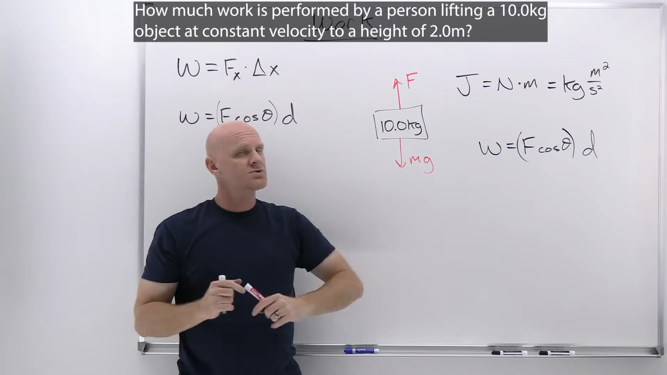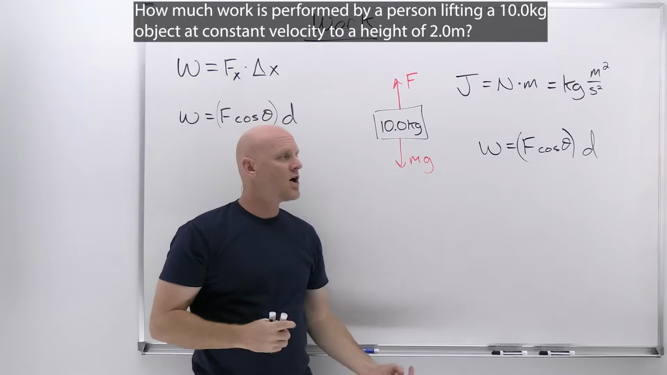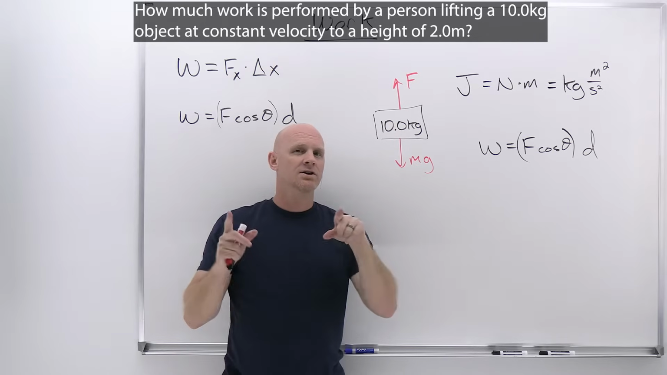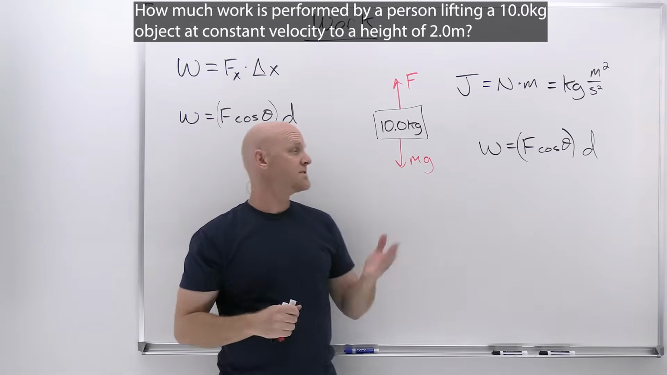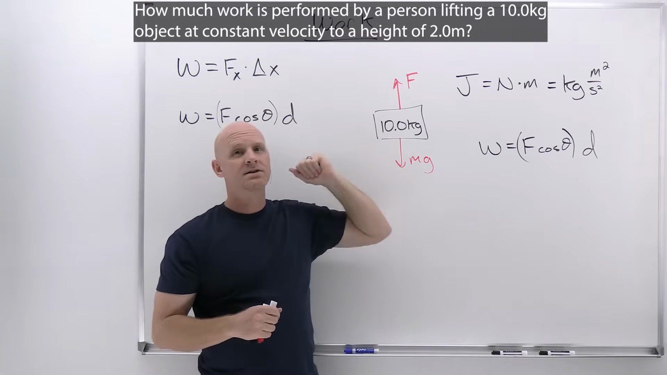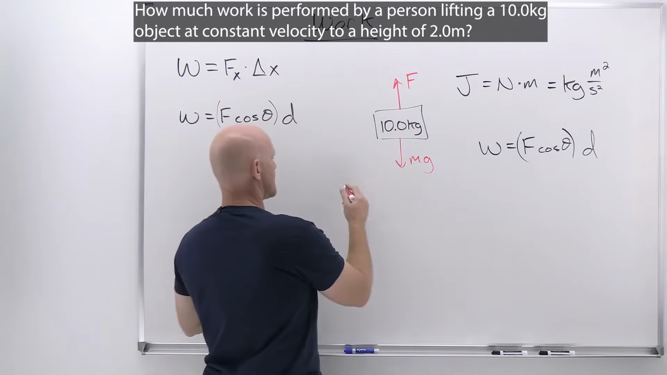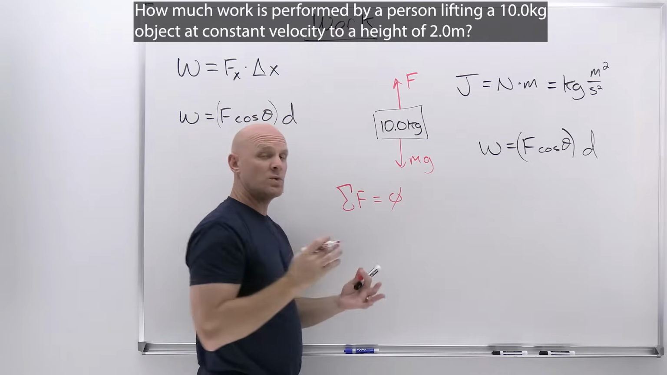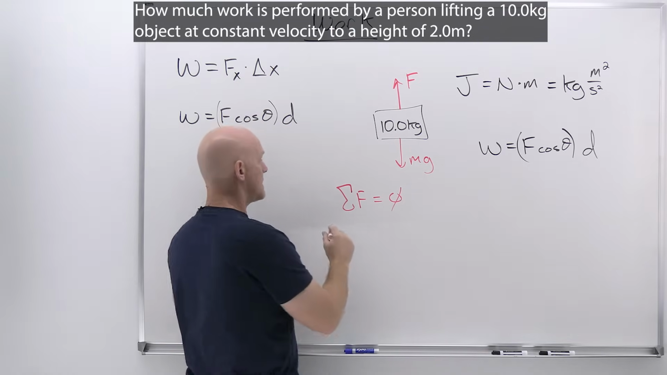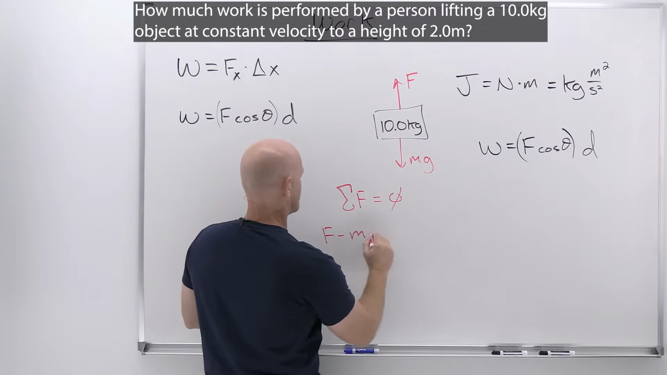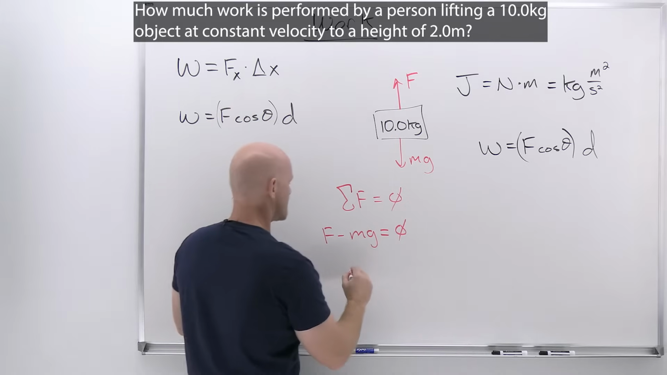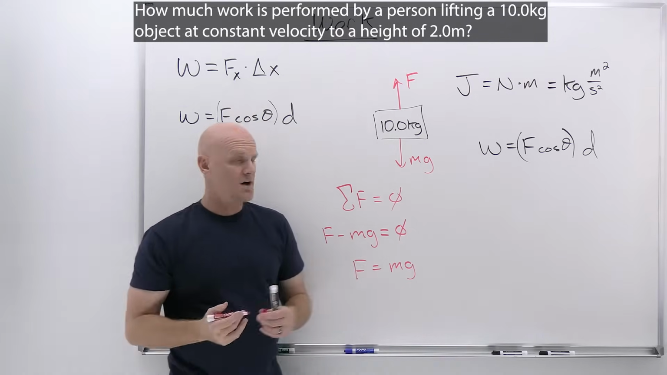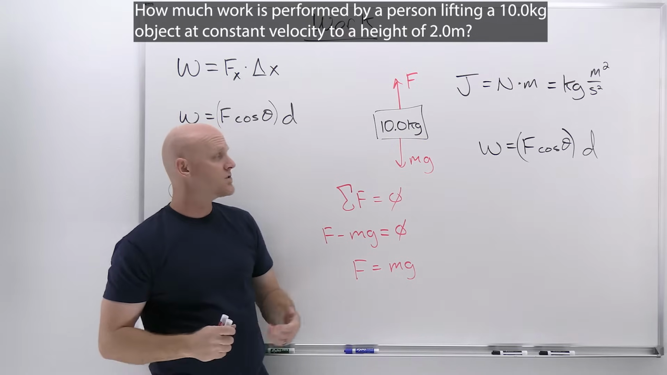Well, the key is we're told that they're going to be lifting it at constant velocity. And if they're lifting at constant velocity, you know that the net force in this y direction must be 0. And so we could say that the sum of the forces equals 0. It's in equilibrium according to Newton's first law. And so we'd have F minus mg equals 0. And so that lifting force must equal in magnitude the weight. Opposite direction, obviously, but equal in magnitude to the weight.